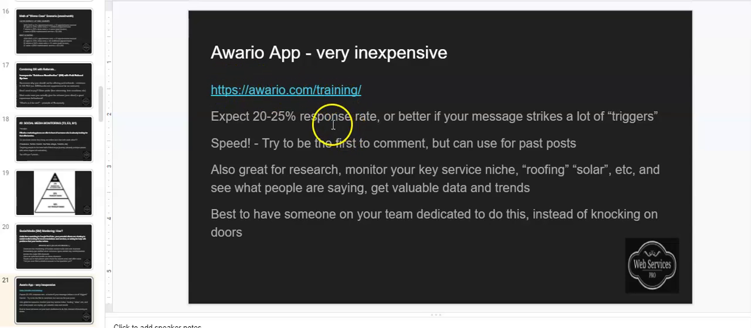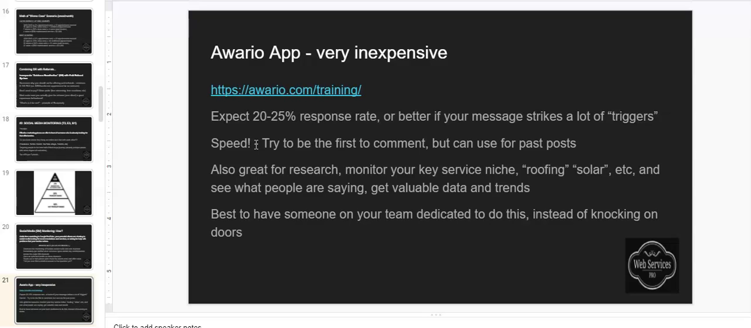You should expect about a 20 to 25% response rate, or better yet, if you're able to craft your message copy in a way that strikes a lot of those emotional triggers that you've identified. Again, your first order of business is to sit down and do market research on who your ideal client is. Create a very detailed profile on them. That's really where all of this starts. And the key thing here is speed. Say you're on your phone, you get a ping or a notification that someone on social media posted this type of question.